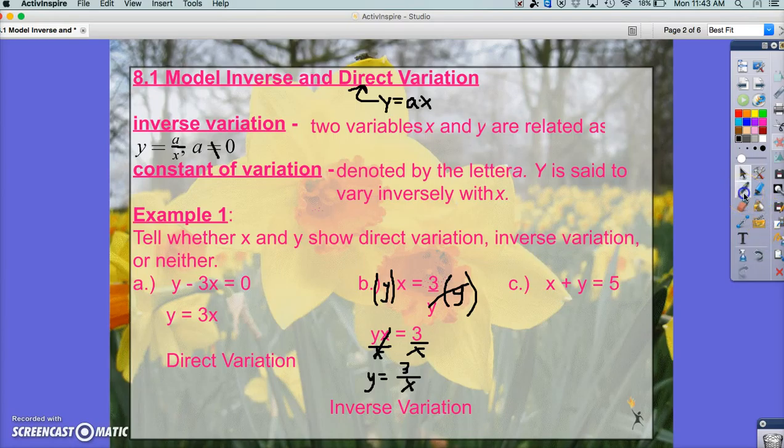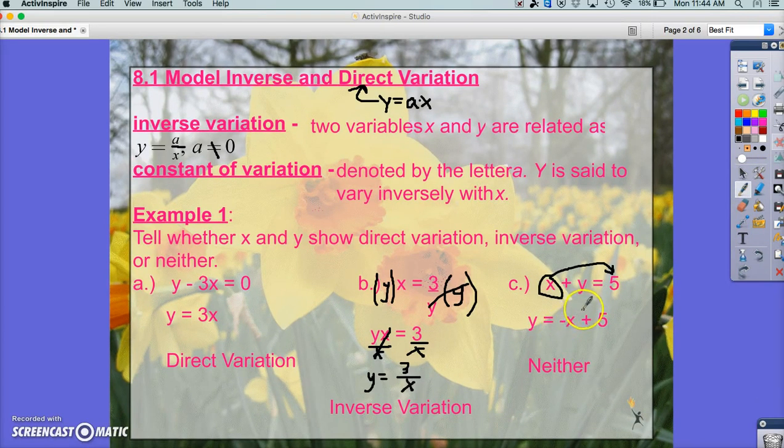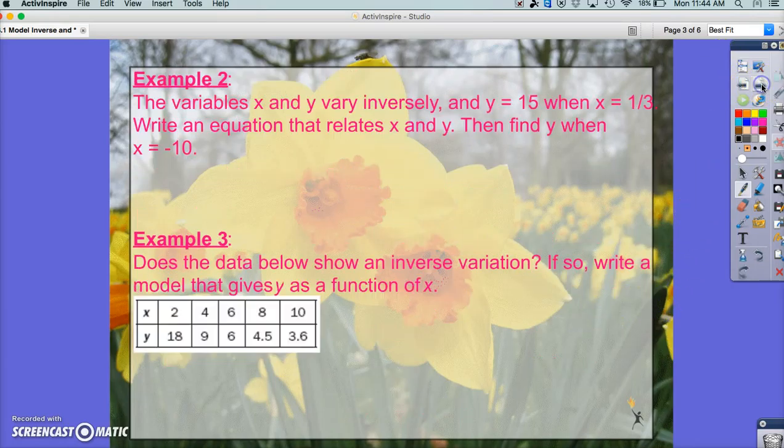All right, let's look at letter C here. We want y by itself, so we're going to transpose the x to the other side. And when we do that, we get y equals negative x plus 5. And if you notice, this one's going to be neither. The main reason why it's neither is that extra number here. It would almost look like direct variation, like a negative 1 times x, but because of the plus 5 at the end, it is neither. All right, so let's continue on with this.